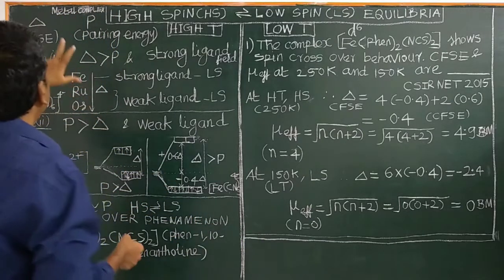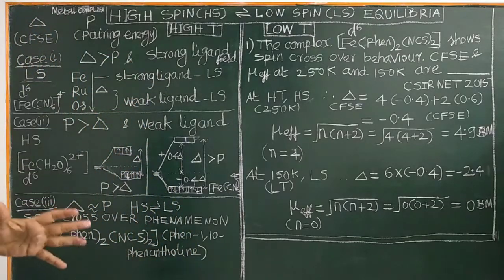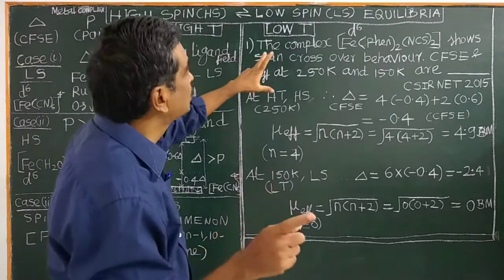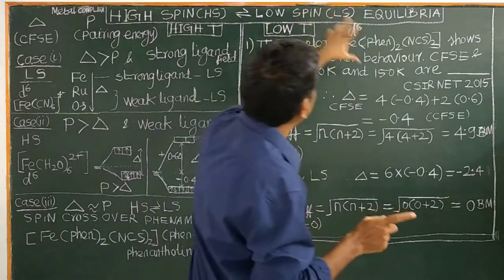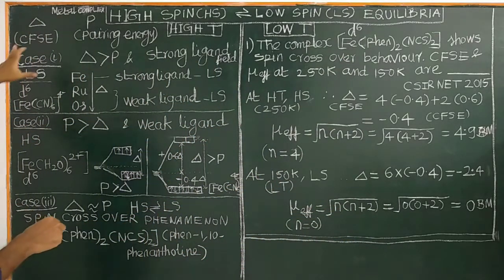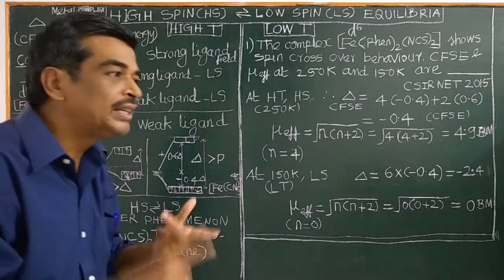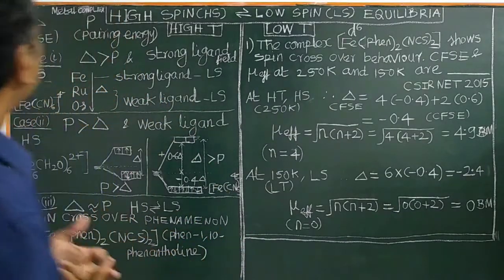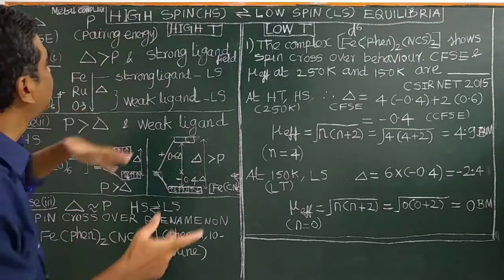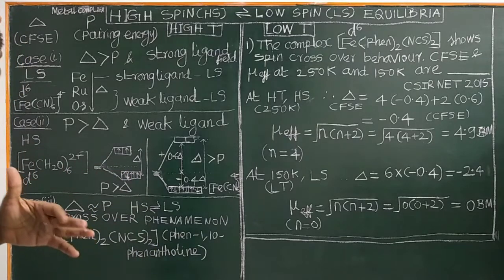Let us see, in metal complexes there are two types of complexes formed. In transition metal complexes there are two types of complexes formed: high spin complex and low spin complex. You have already studied that. Depending upon two factors, the nature of the complex formed is affected. Remember, there are two factors: crystal field stabilization energy and pairing energy.